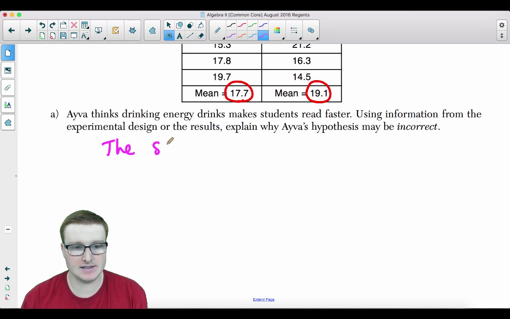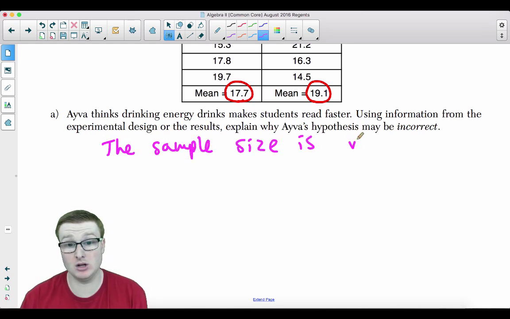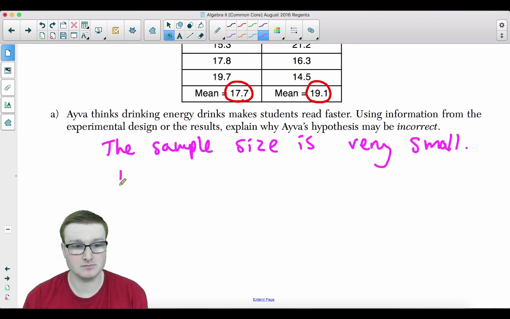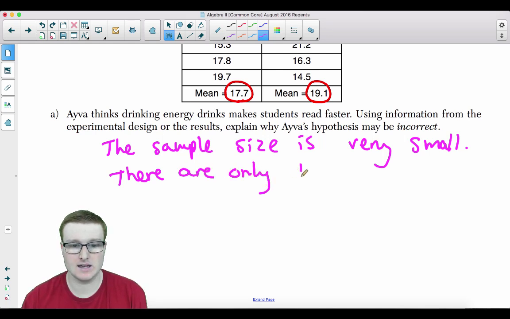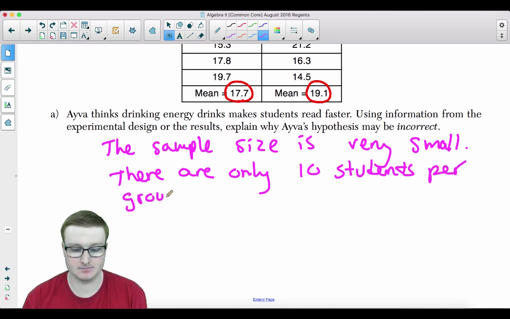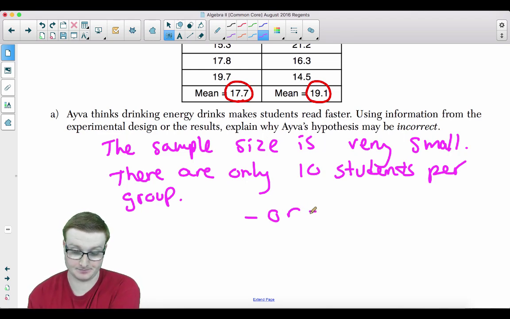You could say that the sample size is very small. Okay? There are only 10 students per group. So that's one thing to say. Okay? Or you could say this, okay?